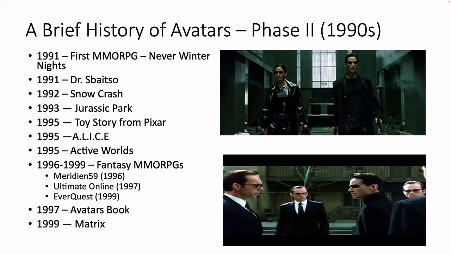1999, The Matrix comes out. Okay, and so now we see a futuristic version of what avatars could look like, right? So you see here Neo and Trinity, and their avatar looks exactly like them, but with better clothes, right? So now we see kind of a realization of the Snow Crash vision of having avatars that look just like you. Of course, this is a future depiction because they're using brain-computer interfaces to get in.